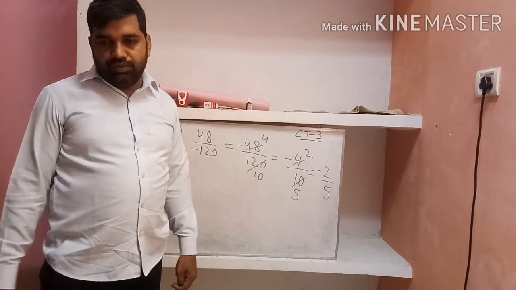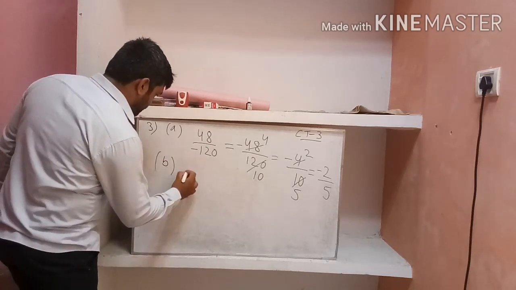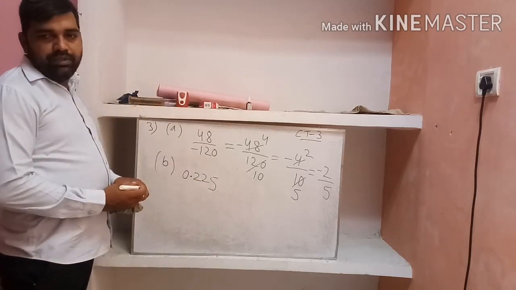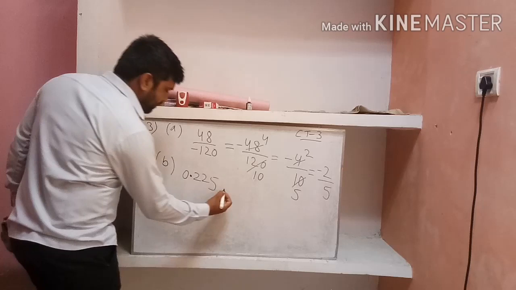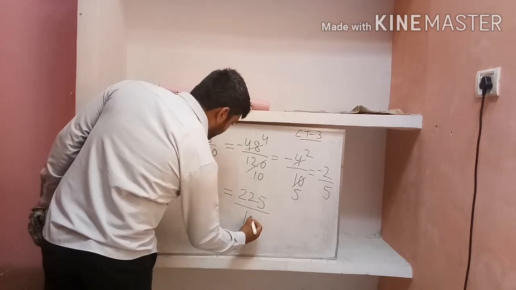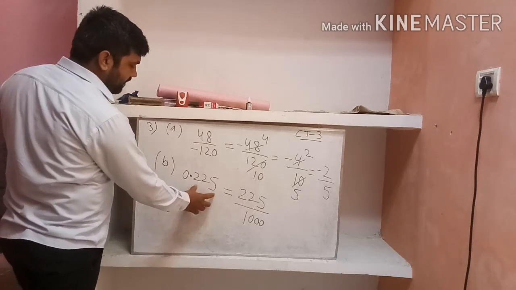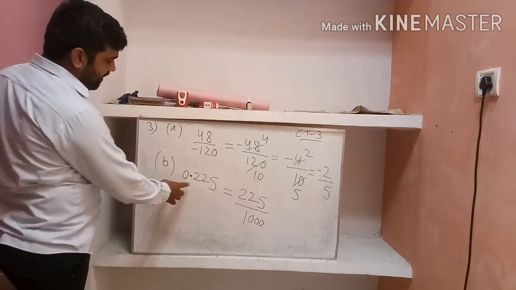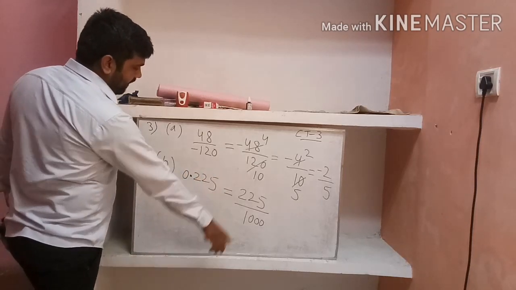Third B, 0.225. This number we have to represent in the simplest form. So first we convert this decimal into a fraction. How do you write it? 225 by 1000. As the number of digits after the decimal, that many zeros you put after 1. So this number will be 225 upon 1000.